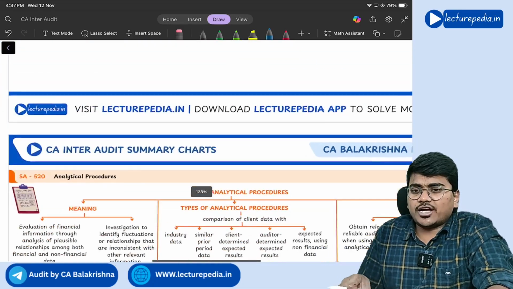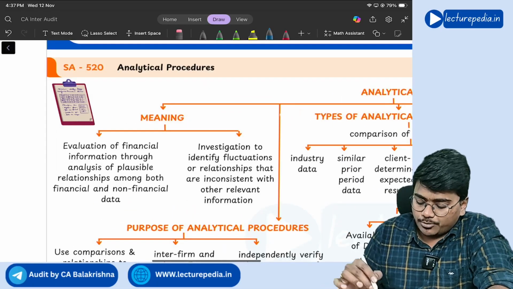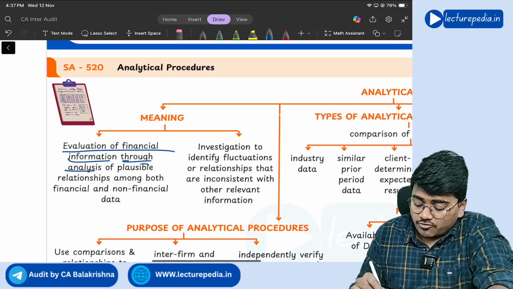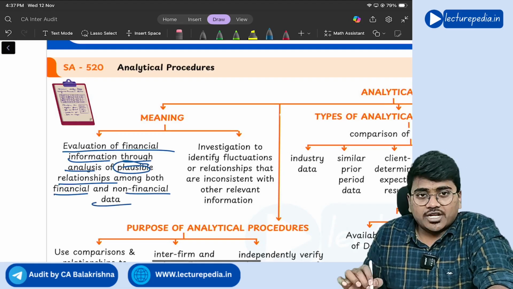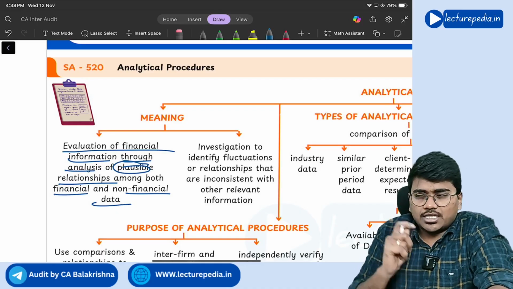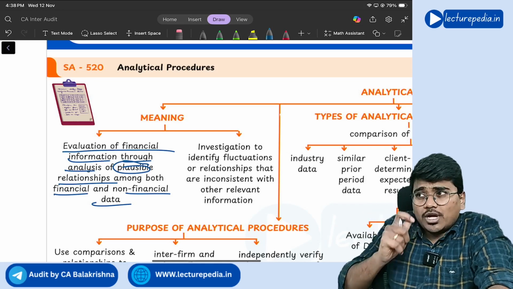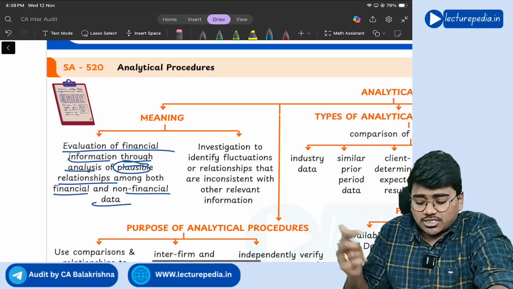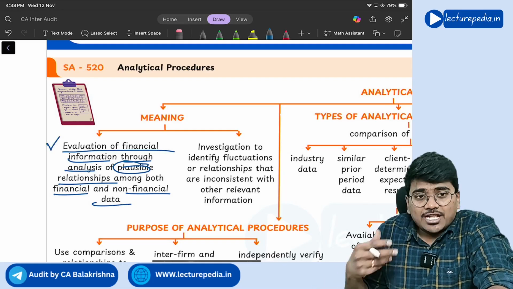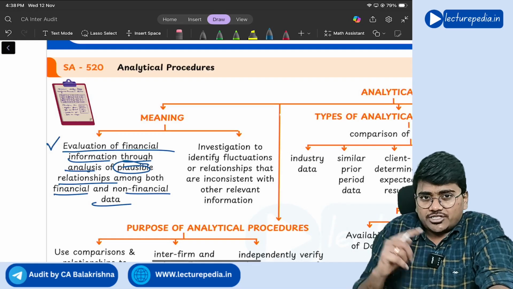Let us see SA 520, which is exclusively dealing with analytical procedure. See, the meaning of analytical procedure: evaluation of financial information through analysis of plausible relationships among both financial and non-financial data. If you see, in our example, number of employees is non-financial data, average salary is financial data, and there is a relationship between these two. We have used that relation to perform analytical procedure. So they are giving the meaning of analytical procedure as evaluating the information through analyzing the plausible relationship between financial and non-financial data.